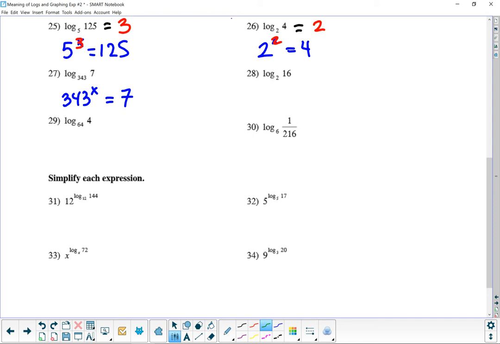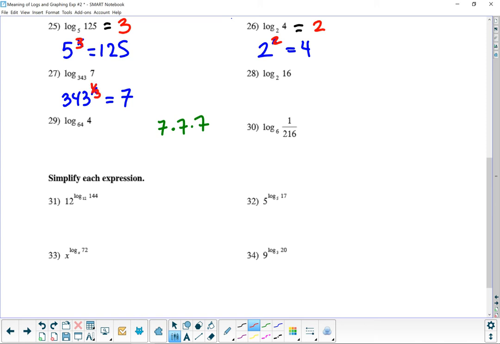But it comes out to be 7 times 7 times 7. Right. So basically what times what times what makes 343? Well, that's 7 3 times. So in order for this to work, it's going to have to be 1/3.